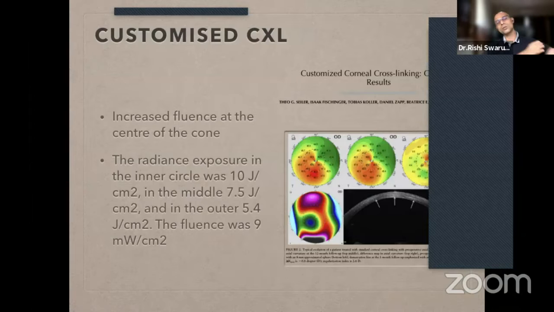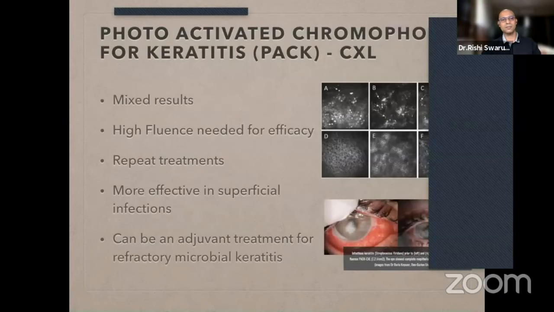Customized cross-linking, we use a specialized cross-linking machine, the Avogadro 2, in which you are giving more cross-linking at the apex of the cone and less as you go peripherally from the cone. So the inner circle is 10 joules per centimeter square, and then a middle circle of 7.5 and an outer circle of 5.4. The advantage here is that you induce more flattening at the apex of the cone, so it becomes flatter there, and thereby you're also doing some shape correction in addition to just cross-linking, and that might actually give you a refractive effect as well. So you're doing it in 3 kind of steps.